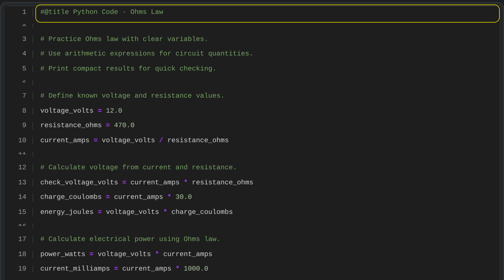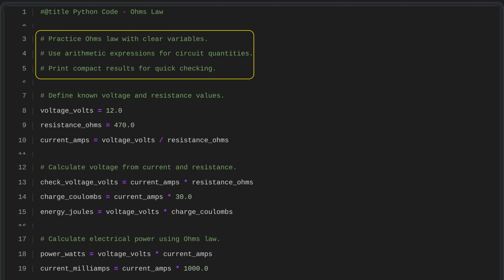Python code, Ohm's law. Practice Ohm's law by using clear variables to represent circuit quantities, writing arithmetic expressions to calculate them, and printing compact results for quick checking.